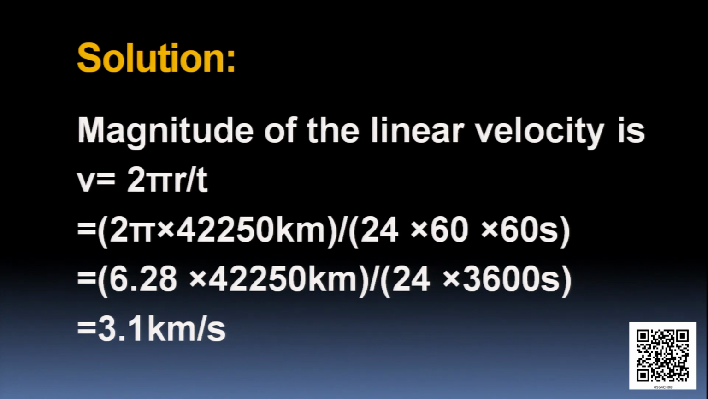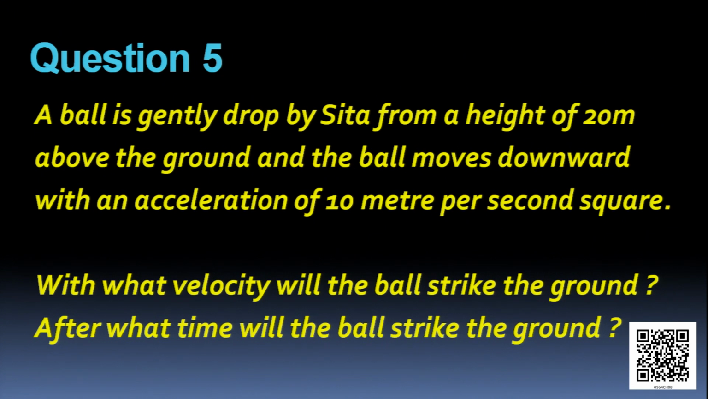Then if you solve this, the speed of the satellite, or the magnitude of the linear velocity, v is equal to 3.1 km per second. But check the result. Now question number 5.